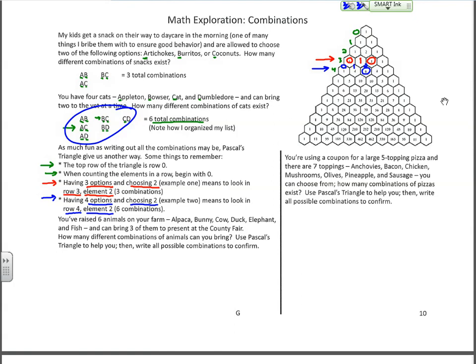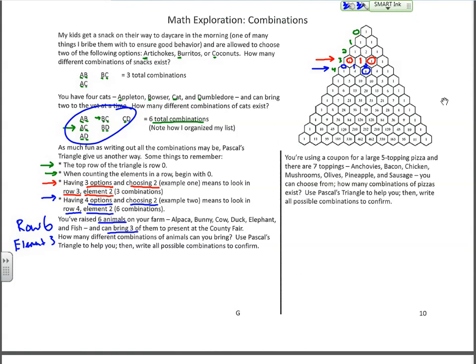So if you've kind of noticed the pattern here, the number of options is your row. We have 6 options. So we're going to be looking at row 6. And the number we can choose here, our choices, is the element. And we can bring 3 of them at a time. So row 6, element 3, will tell us the number of combinations or animals that we can bring.